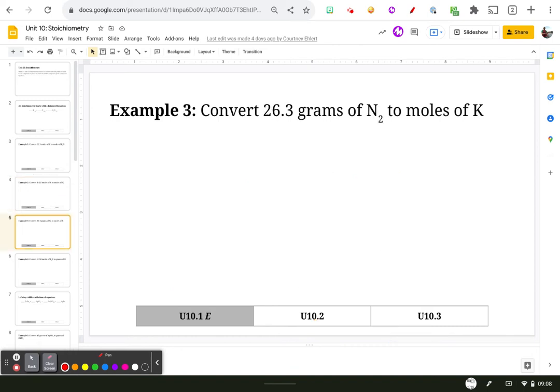All right, now let's go to one that's a little bit more challenging. Again, we're going to start with the same chemical equation. So I'm going to start by writing my 6K plus my N2 yields 2K3N. And I'm just going to put a 1 in front here. You don't have to, but I'm putting it in there just to remember that's what it is. Now the start of the problem is the grams of N2.